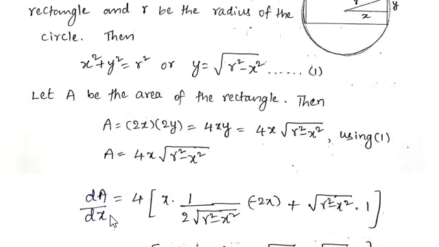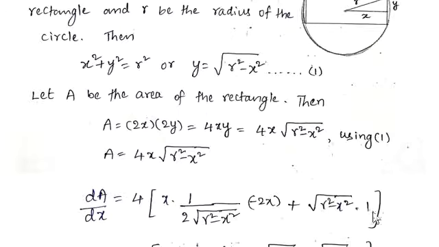If you differentiate with respect to x, 4 is a constant, and this is in the form of uv. We know the differentiation of uv is, suppose you take this x as u and this as v, u into differentiation of v, means x into differentiation of this. This is in the form of root x. We know differentiation of root x is 1 by 2 root x, and in the place of x we have r square minus x square. We know r is constant here, so it is 0 minus, x square differentiation is 2x, and plus v into differentiation of u.